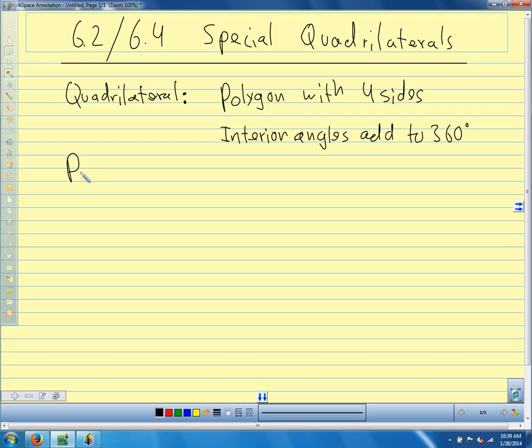So we're going to start by talking about parallelograms. So parallelogram, one type of special quadrilateral. So a parallelogram is a quadrilateral with 2 pairs of parallel sides.